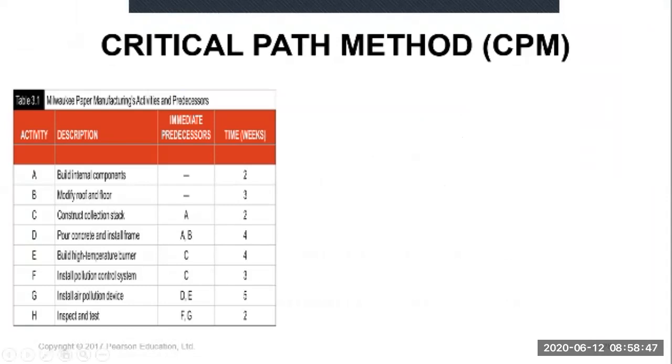So first, to draw a network, we start. We have two start activities: A and B can start immediately. This shows that you can start the project. So this is A, which can start immediately, we don't have any predecessor. Also B, we can start immediately. So A and B can start at the same time.